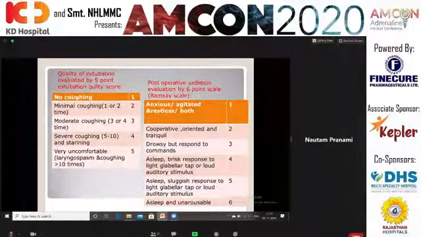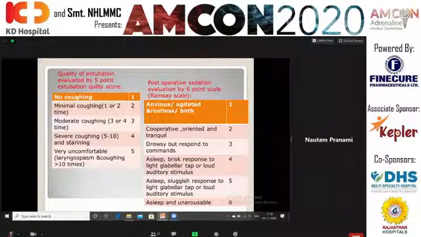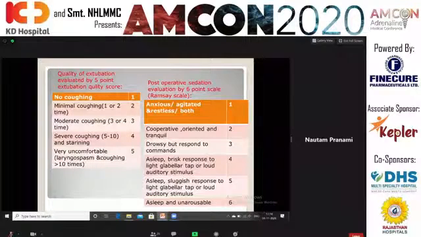About the extubation quality score: 1 is no coughing, 2 is minimal, 3 is moderate coughing, 4 is severe coughing, and 5 is uncomfortable, like laryngospasm. And the Ramsay score is 1 for anxious and restless, 2 for conscious and oriented, 3 for drowsy but responds to command, 4 for asleep with brisk response to light glabellar tap and loud auditory stimulus, 5 for asleep with sluggish response to light glabellar tap, and 6 for asleep and unarousable.